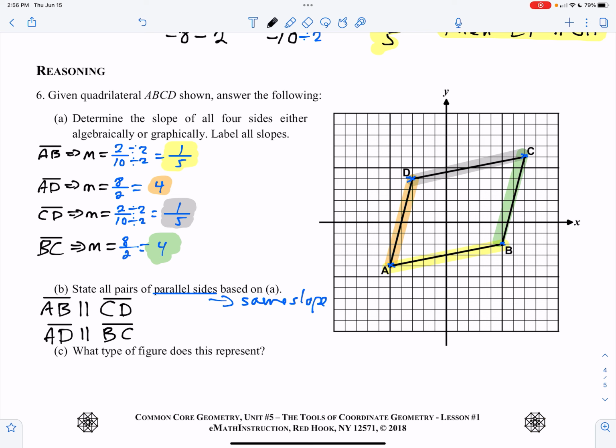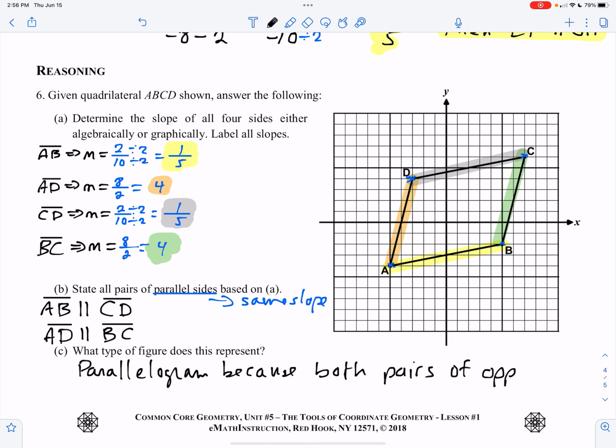What type of figure does this represent? Well, this is a parallelogram. Okay, and the reason why it is because both pairs of opposite sides are parallel, right? AB is parallel to CD, and AD is parallel to BC.